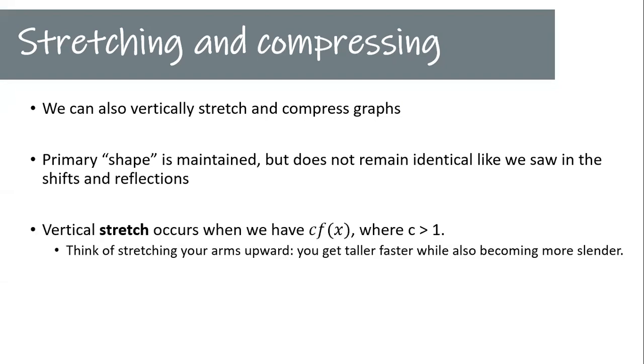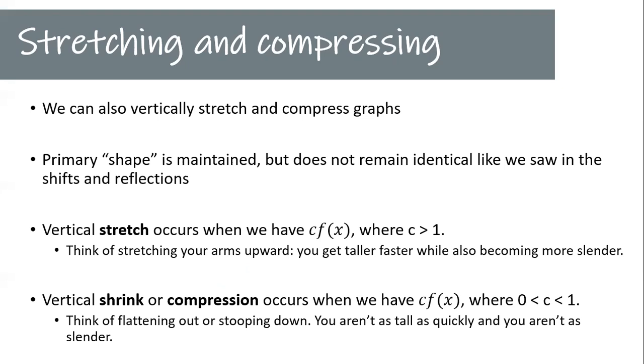Now, vertical stretch occurs when we have our function multiplied by a constant c, where that c is greater than 1, okay? So we're multiplying our entire function by some number greater than 1. And I like to think of vertical stretch as if you put your arms out like a V, like the absolute value, and then if you pull your arms up like you're stretching, like you're yawning and stretching, that's a vertical stretch. The graph is increasing more quickly, and it's becoming taller and narrower faster.